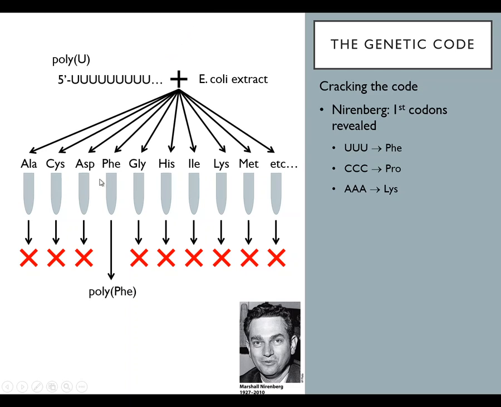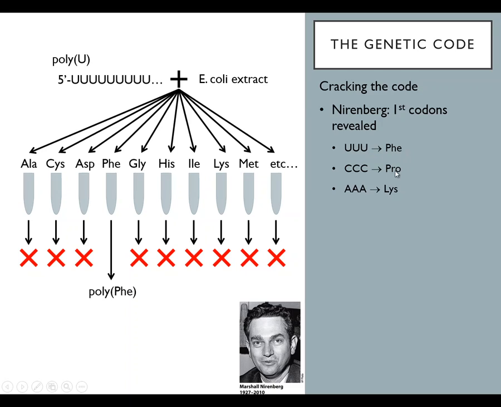mixed them together with this polyuracil, and then put that mixture into 20 different tubes, each of which contained a different amino acid. And then they looked to see what they got. And in this case, all they got was a protein in the tube that contained the amino acid phenylalanine. So out of all these other tubes, no new proteins were formed. But in this one that contained phenylalanine, they got a protein that just consisted of a bunch of phenylalanine amino acids linked together.